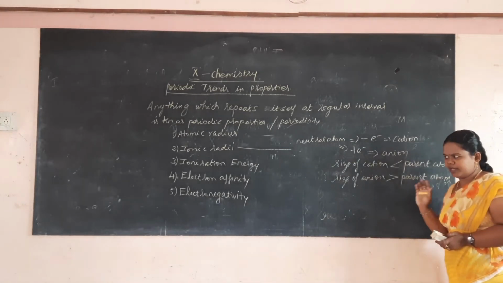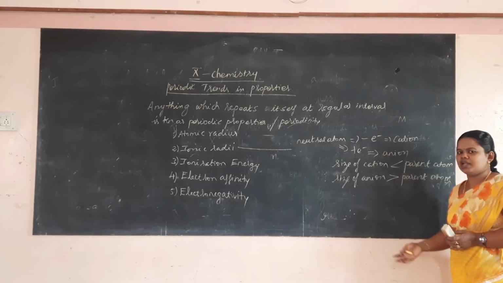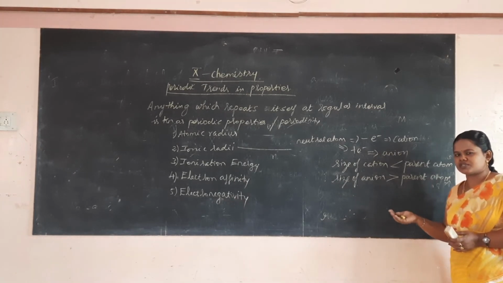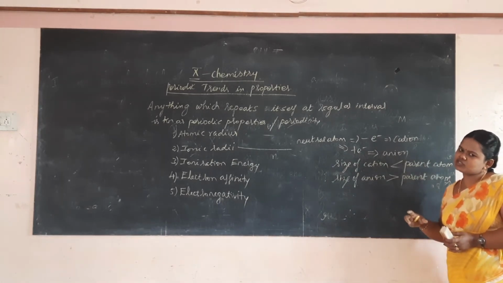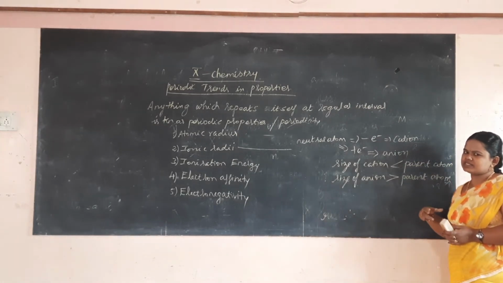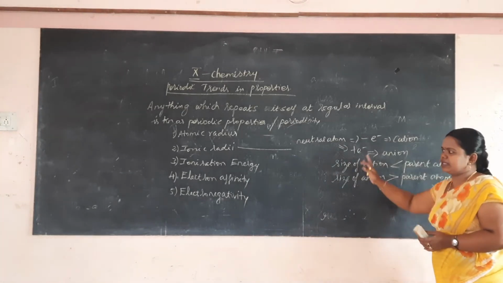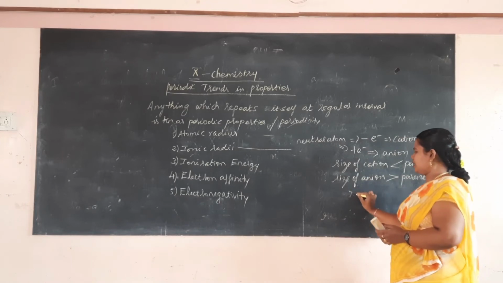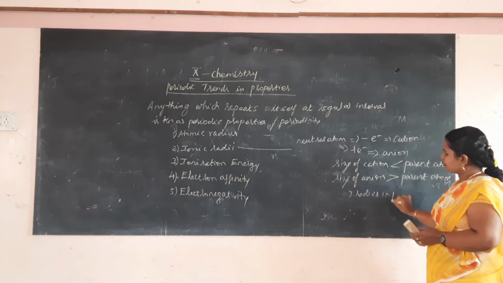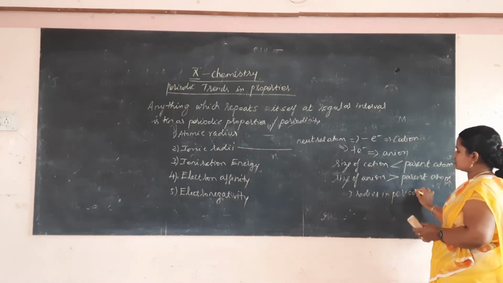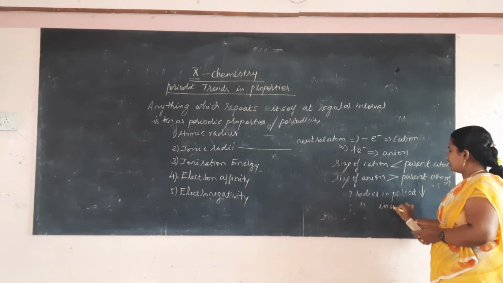So in the period, what happened? The same reason, the electrons are added to the same shell, and here the atomic number also increases, and since the atomic number increases, the positively charged protons will attract the electrons towards itself, and what will happen? The ionic radii decrease in the period. So ionic radius in period decreases, and ionic radius in group increases.